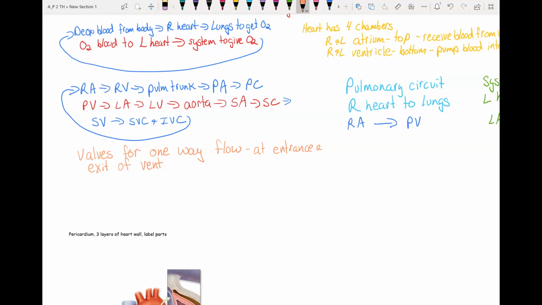So you have two AV valves, which stands for atrioventricular. These AV valves, as their name says, are between the atria and ventricles. So these are at the entrance to the ventricle. So this is between the atria and the ventricles.